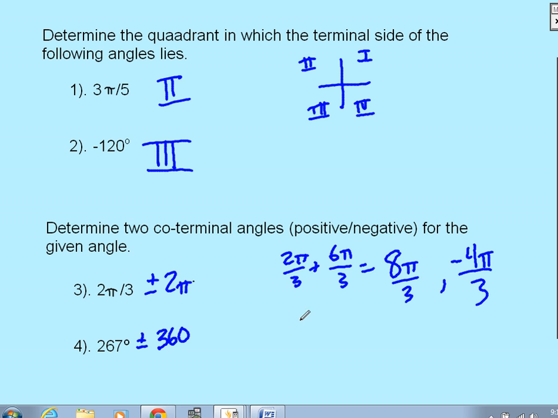Same with this, adding and subtracting 360. That should be pretty straightforward. 627 degrees when I add, negative 93 degrees when I subtract. I can keep adding and subtracting 360 though and get more answers.